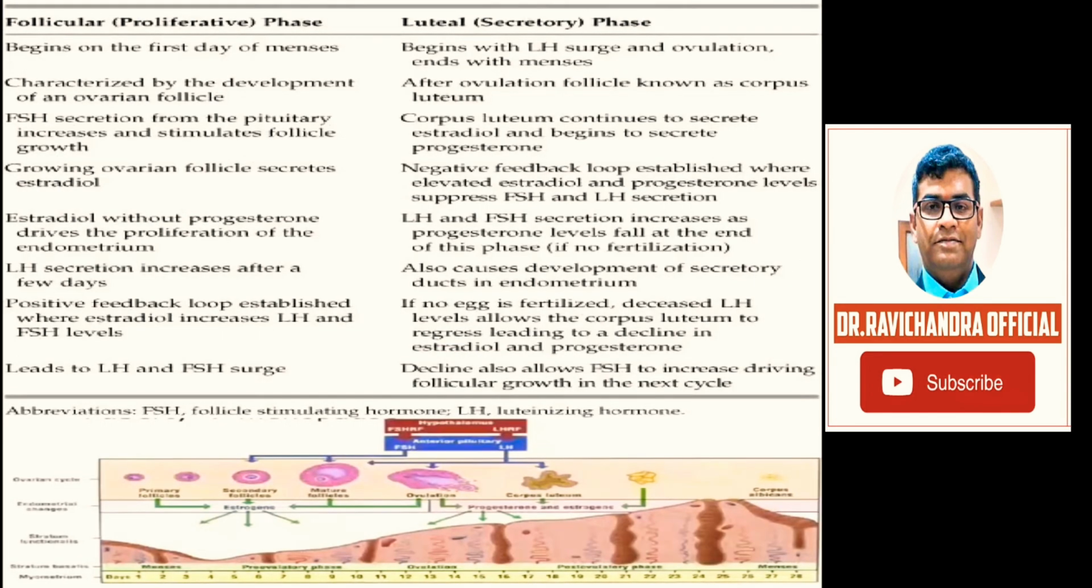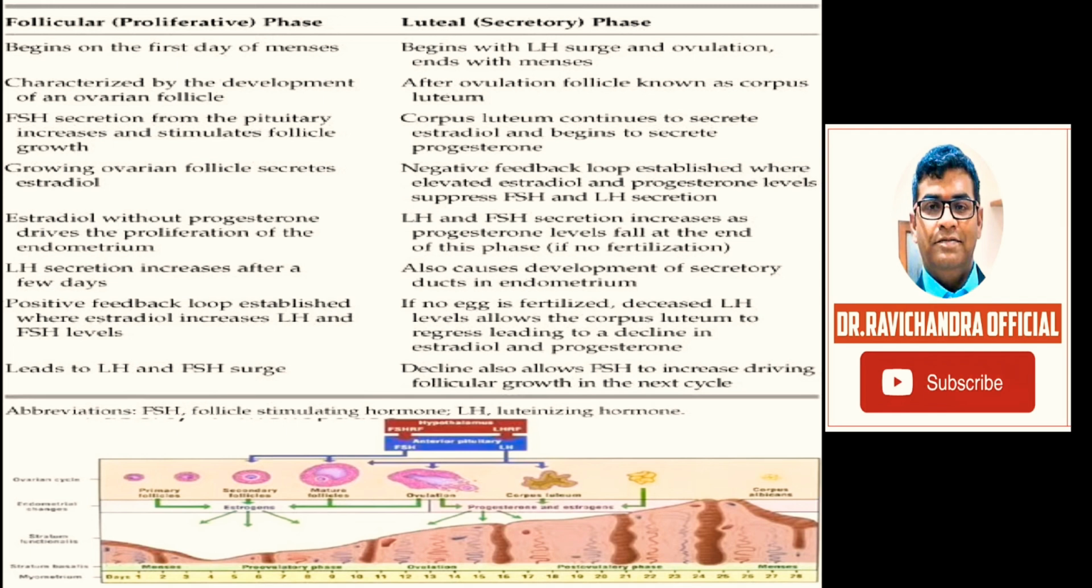It begins with puberty and ends in menopause. In the proliferative phase or follicular phase, it begins with the menses, and it is characterized by the development of an ovarian follicle. FSH secretion from the pituitary increases and helps in the follicular growth. Growing ovarian follicles secrete estradiol. Estradiol without progesterone drives the proliferation of the endometrium.